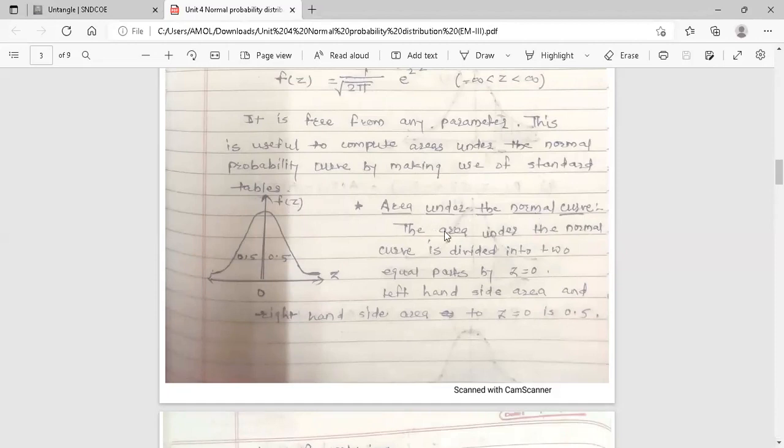The area under the normal curve is divided into two equal parts by z is equal to 0. Now we introduce z, the standard normal variable, and the normal distribution curve will be like this. This line is z is equal to 0, mean is equal to 0, and it divides the normal curve into two equal parts, the left hand side area and right hand side area. The half region is 0.5 and the next half region is 0.5.